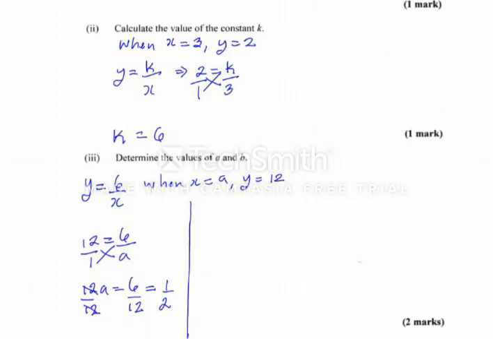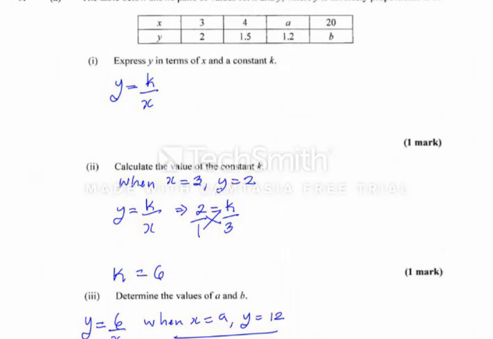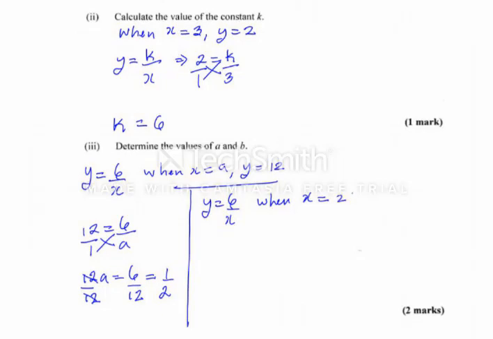Now to calculate the value of b, I'm going to go back to the same equation. y is equal to 6 over x. And I'm going to say when x is equal to, let's go back again. When x is equal to 20, y is equal to b. So it's when x is equal to 20, y is equal to b. Let's put that information into our equation. We're going to have b is equal to 6 over 20.